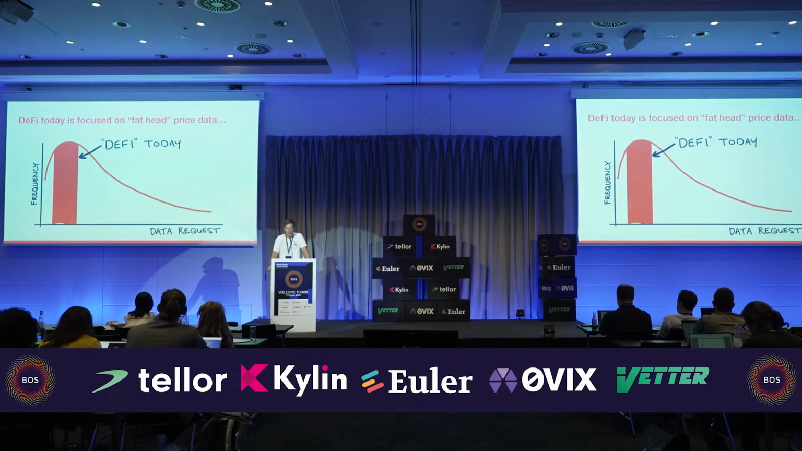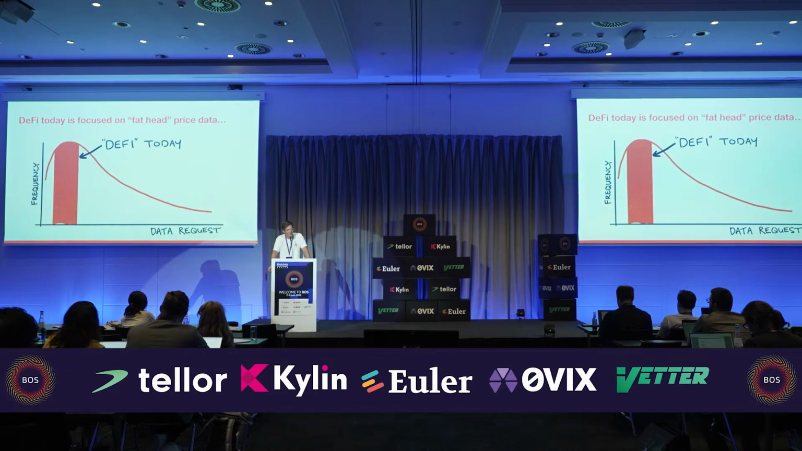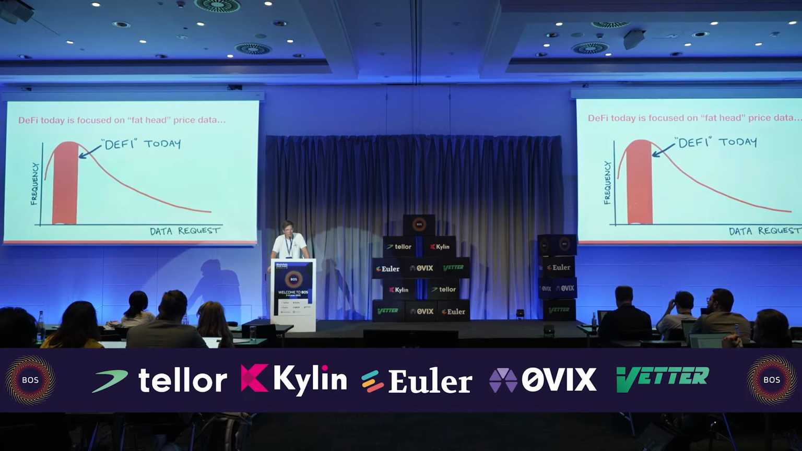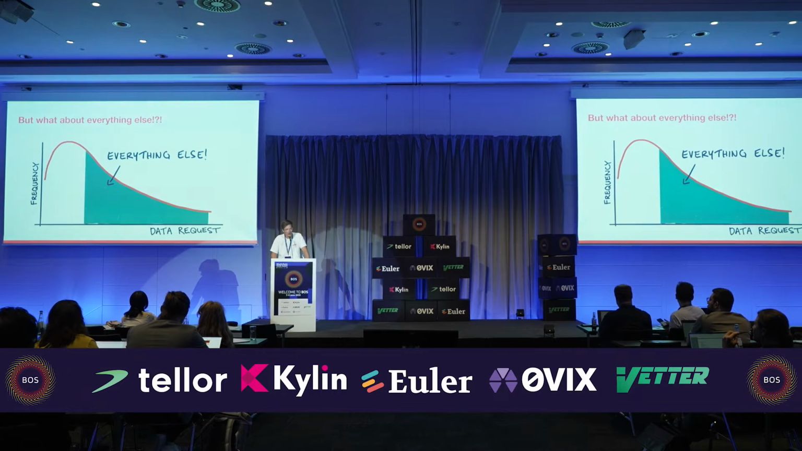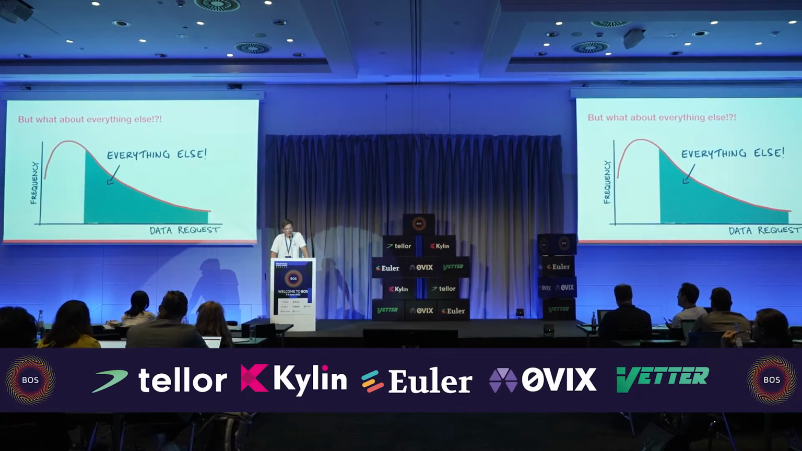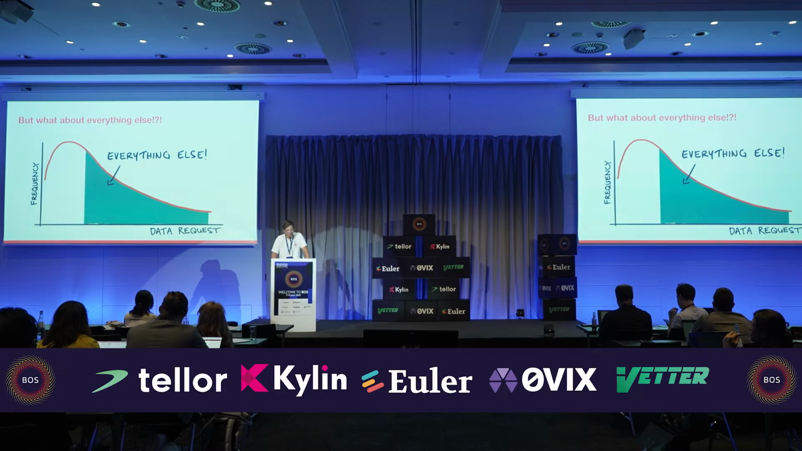And I think really today we're focused on the DeFi use case for oracles, where oracles are focused today on supporting mainly lending and credit protocols. And they need this fat head price data. They need the price of the top 50 cryptocurrencies. And that's worked, and things have been built on that. But my real view is that there's a lot of other stuff out there that we're not doing today, and I actually have the opinion that this is a much larger market.